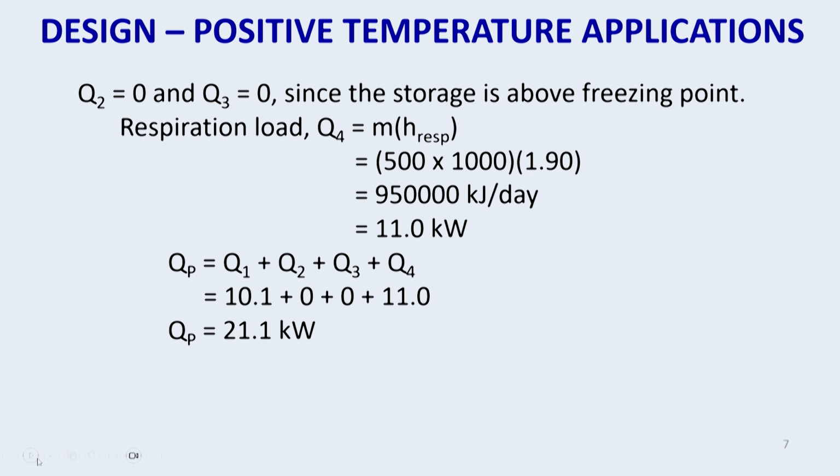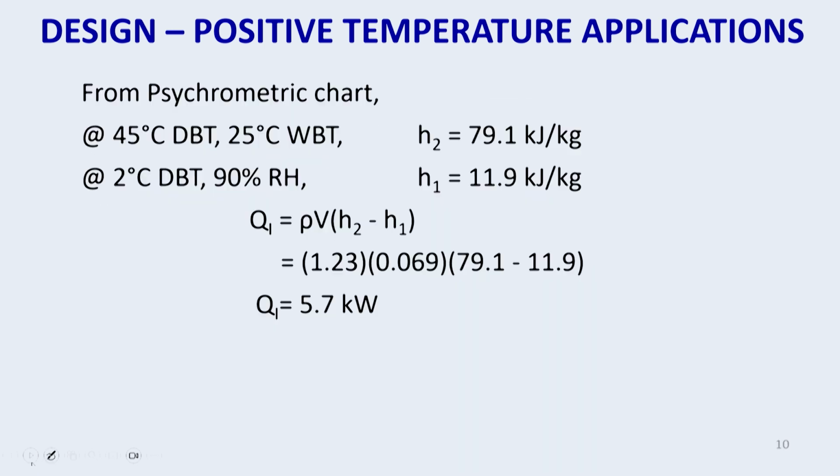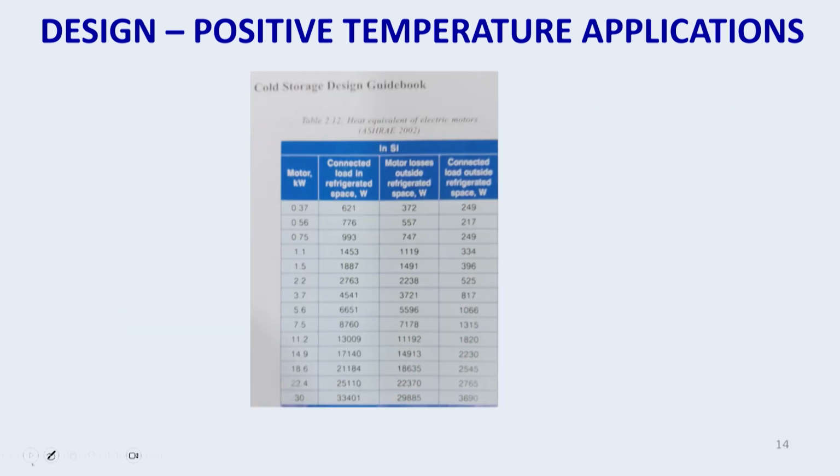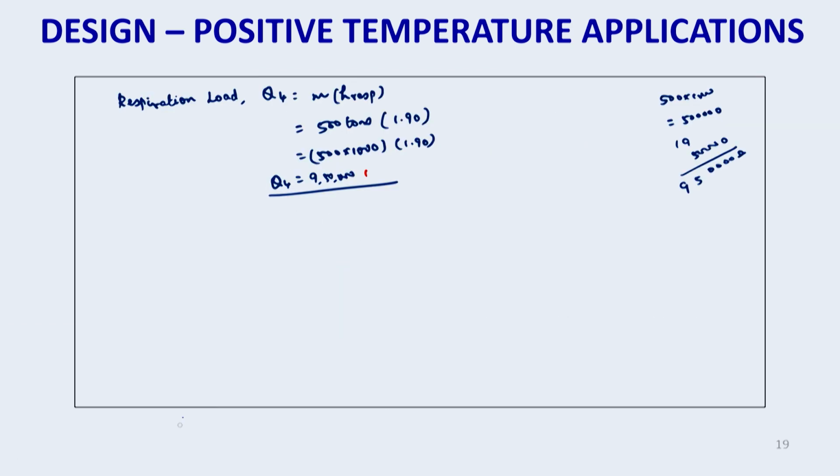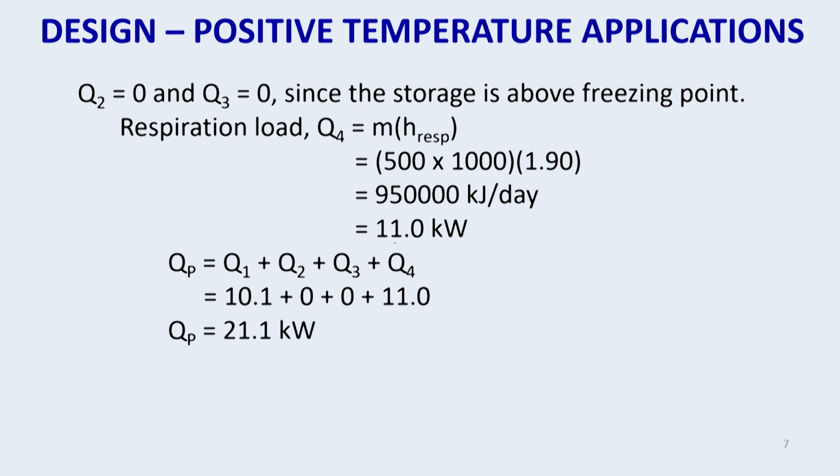Now we convert the kilojoules per day into kilowatts. 9,50,000 divided by 24 into 3,600 gives kilojoules per second, or kilowatts. So the respiration load comes to 11 kilowatt.